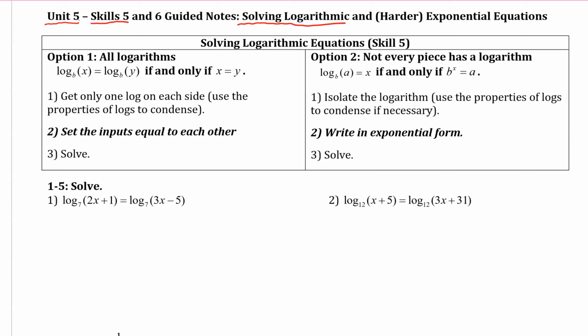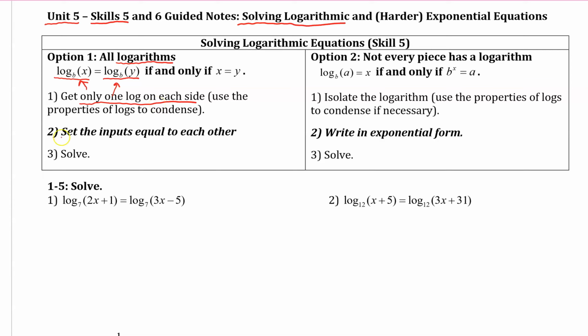Okay, when you're solving logarithmic equations, there's two main types that you'll come across. The first one is when every single piece in the equation has a logarithm. So I kind of coined that phrase, all logarithms. In that scenario, what you want to do is get only one log on each side. So it would look something like this. You'd have one log on one side and a single log on the other side, using properties of logs to condense.